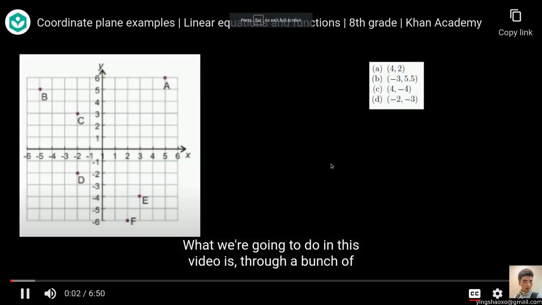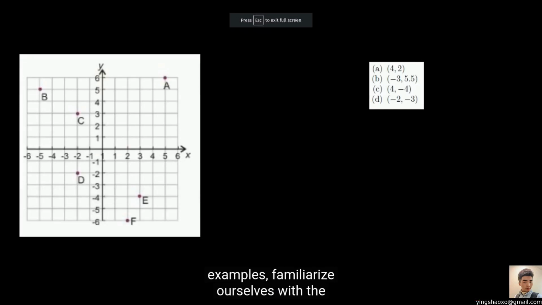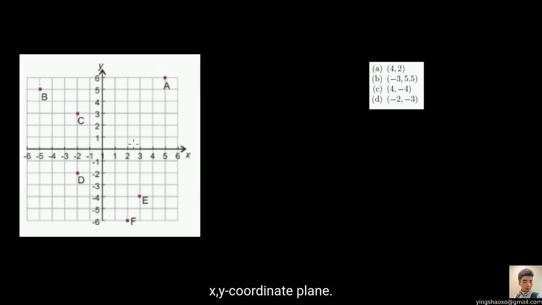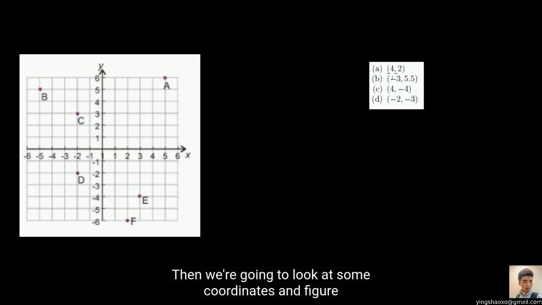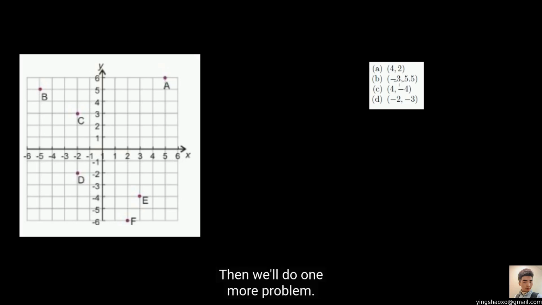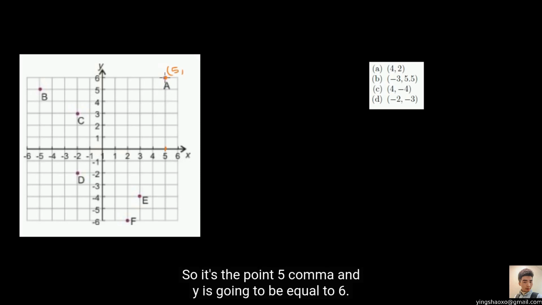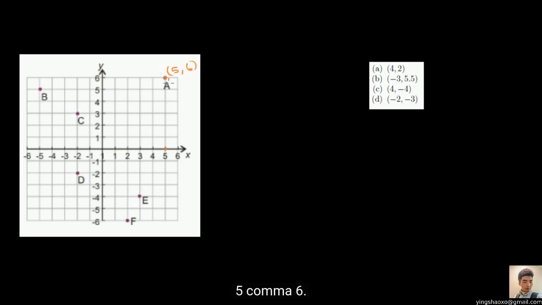What we're going to do in this video is, through a bunch of examples, familiarize ourselves with the xy coordinate plane. First, we're going to look at some points that are already plotted and figure out their coordinates. Then we're going to look at some coordinates and figure out where those points are. And then we'll do one more problem. So let's figure out the coordinates of these points. You have this point right here, A. Its x coordinate, you just drop down. Where does it intersect the x-axis? X is equal to 5, and y is going to be 6. 5, comma, 6.